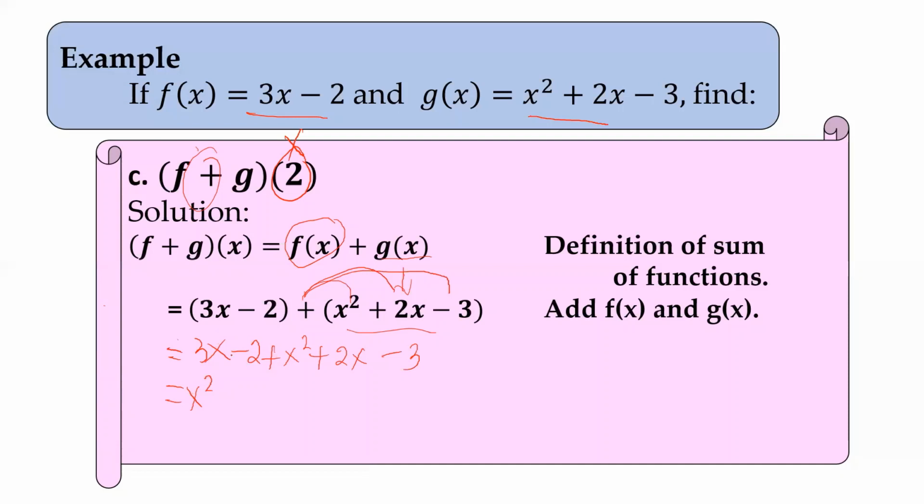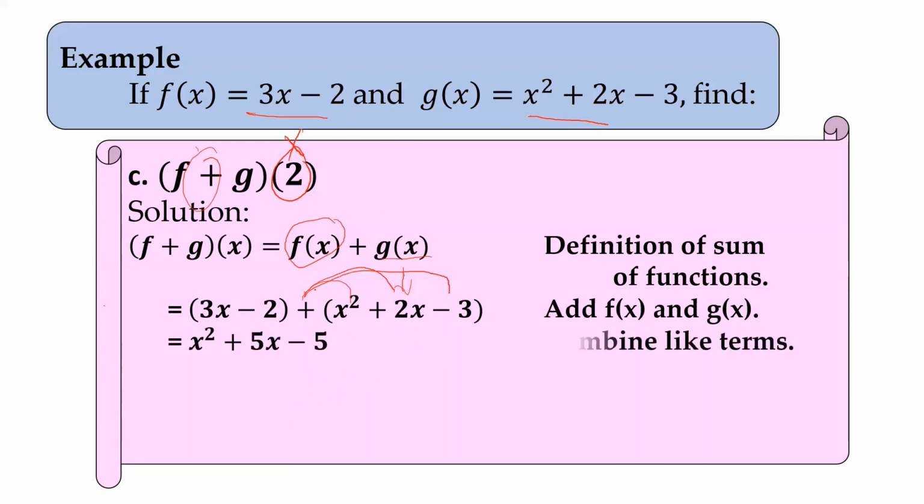Next, positive 3x plus positive 2x, positive 5x. Then, negative 2 plus negative 3, that is negative 5. Okay? So, ito yung sagot kanina. So, lalagay lang natin dyan sa baba. x squared plus 5x plus minus 5. Yun na yung sagot. Now, lahat daw ng x, okay?